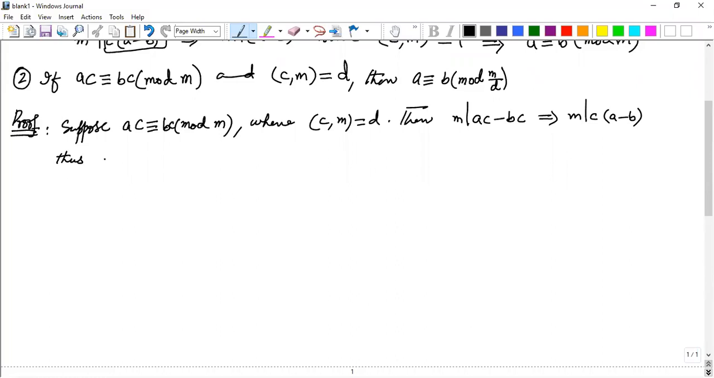Thus, if M completely divides AC minus BC, then AC minus BC can be written as any integer times M, where K is any integer.